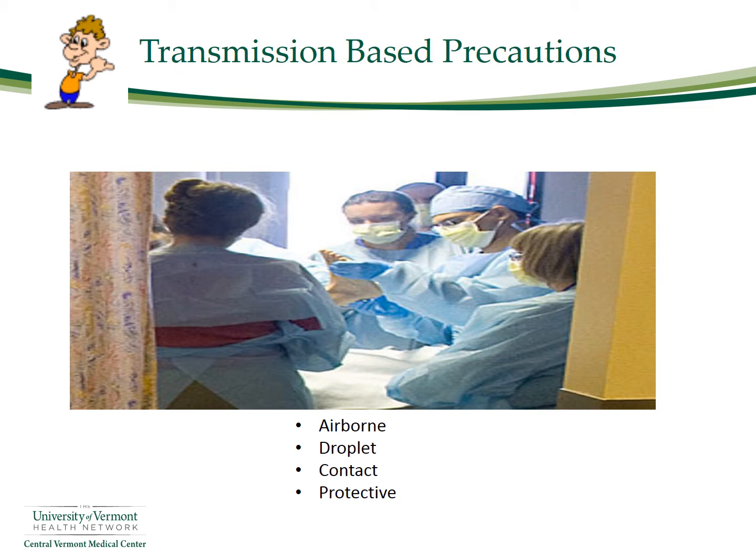Transmission-based precautions are designed for patients known or suspected to be infected by highly transmissible or epidemiologically important pathogens. Transmission-based precautions are used with standard precautions to stop the transmission of disease. Transmission-based precautions are broken down into 4 types: airborne isolation, droplet isolation, contact isolation, and protective isolation.